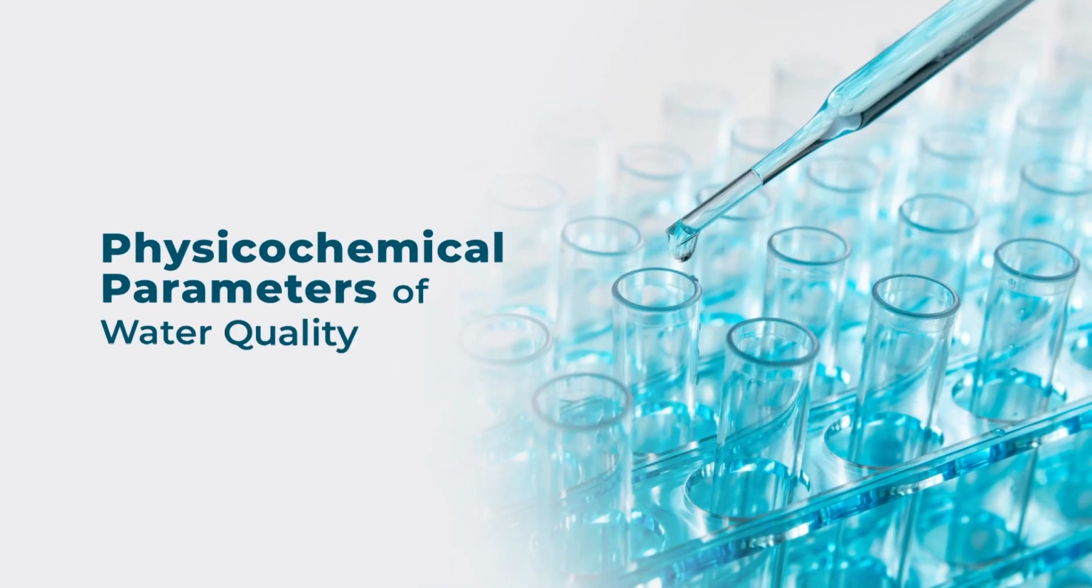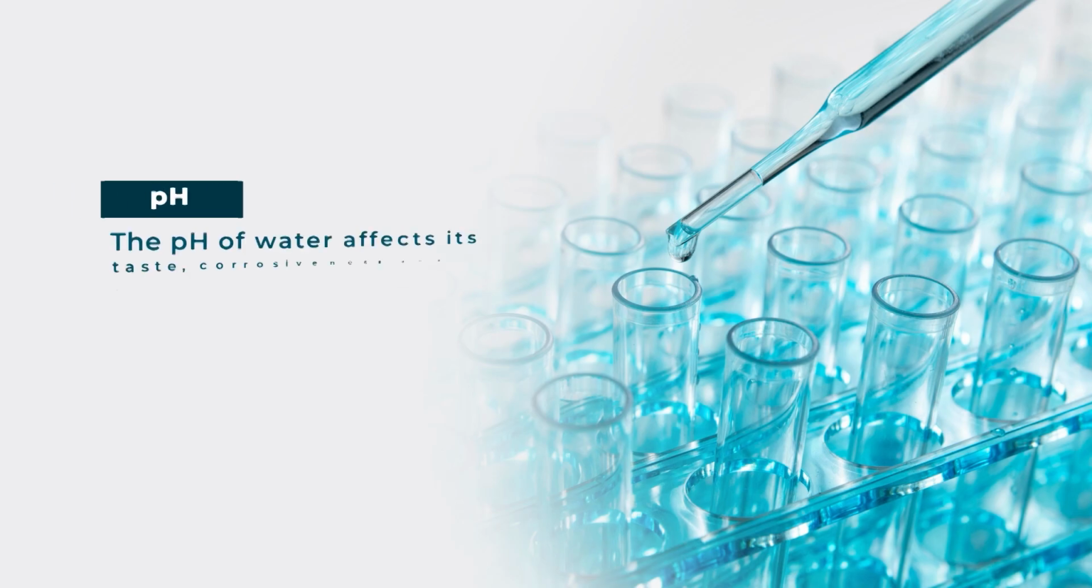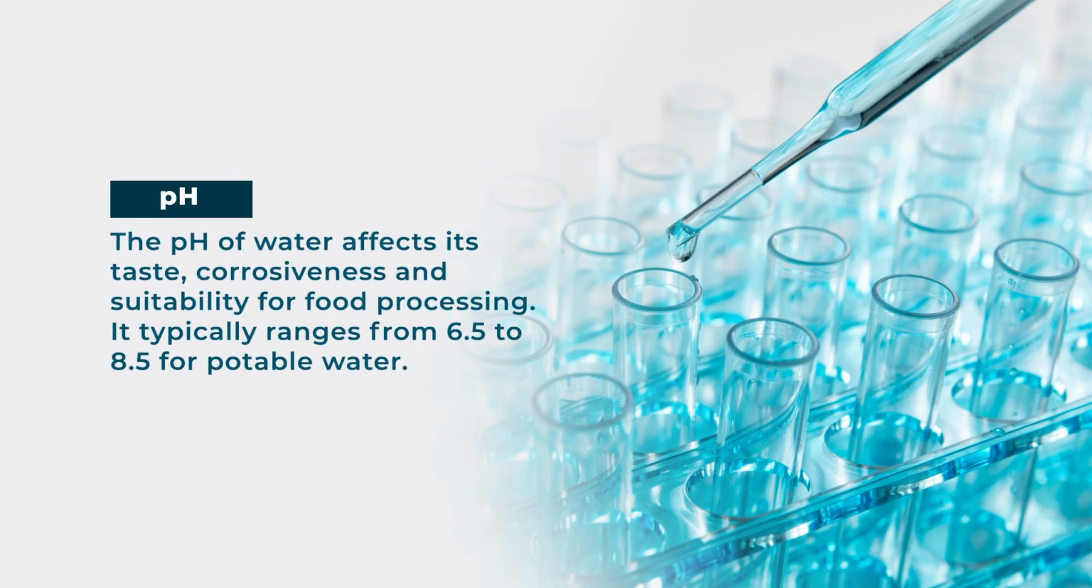Now we come to the physico-chemical parameters of water quality, because we have said that water plays an important role. So let us look at the physico-chemical parameters. The first thing is pH. It should range from 6.5 to 8.5 for potable water. If it is too acidic, it is not good. If it is too alkaline, it is also not good for our processing.